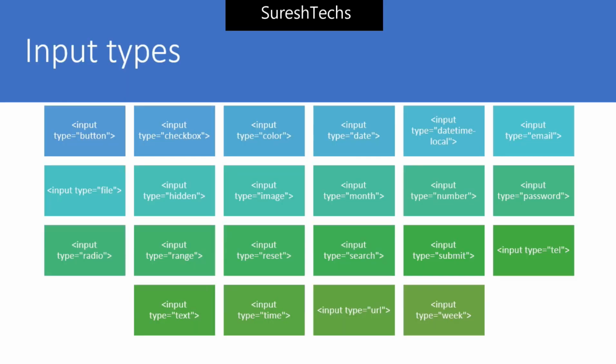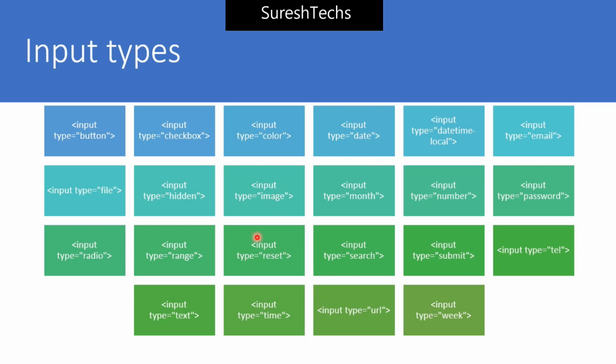Now the input types. We looked at input type button, we looked at input type checkbox, color we looked at, date also we looked at. And if you want date and time, then you can use an input type called datetime-local. Similarly, email we looked at, file we looked at, hidden is also another value you can provide to a type element. If you want an element to be hidden, you can use this. Similarly for an image. There are different types of inputs available.